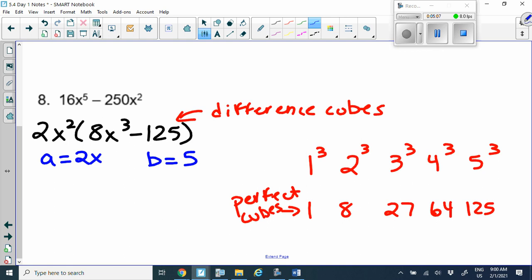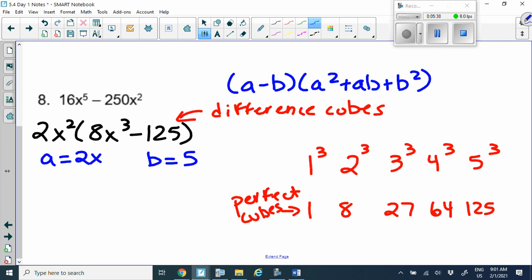Now here's the formula you're going to follow for a difference of cubes. We're going to have a minus b, then a squared plus ab plus b squared. So that's why I'm using a and b to reference those, okay? So as I said, you take the cube root of your a and the cube root of your b to get those values. So our cube root of 8x cubed is 2x, and our cube root of 125 is 5. Now we plug this all into our formula.